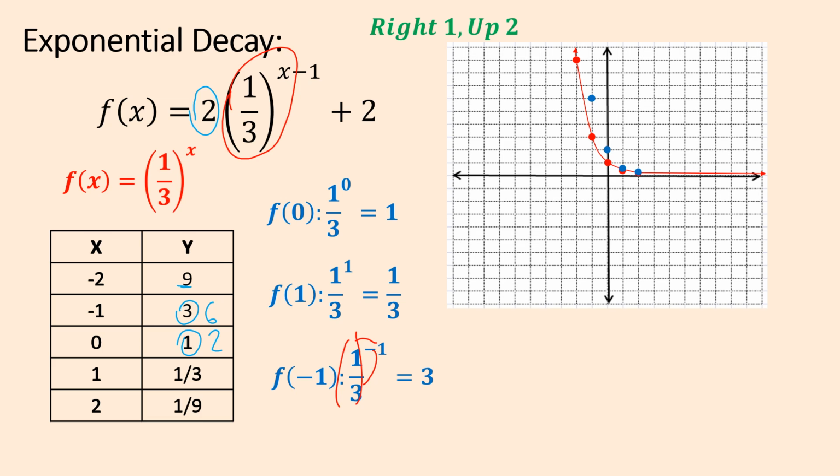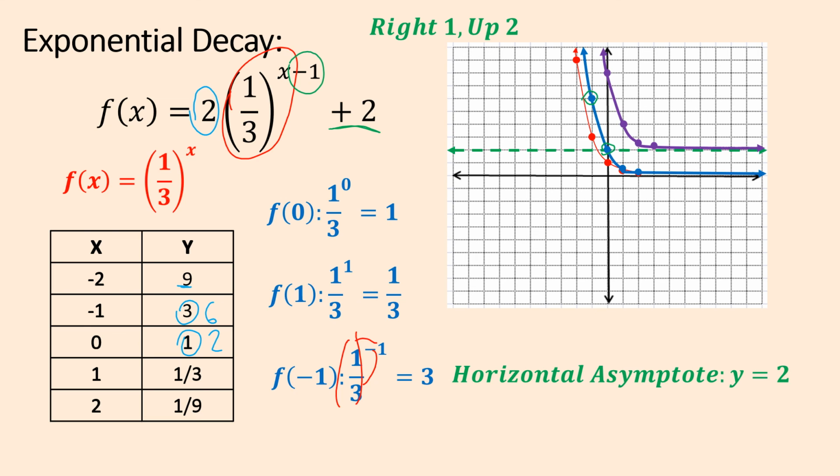Now that we have those blue ones, we're going to translate it based on these numbers here. So we're going to move right 1, up 2. Take this blue point, move it right 1, up 2, and we're at that purple point there. Same thing with this next blue one, right 1, up 2, on and on. And we have these purple points, which give us our purple line there. We can see the asymptote has moved from the x-axis up 2, and it's now at y equals 2.